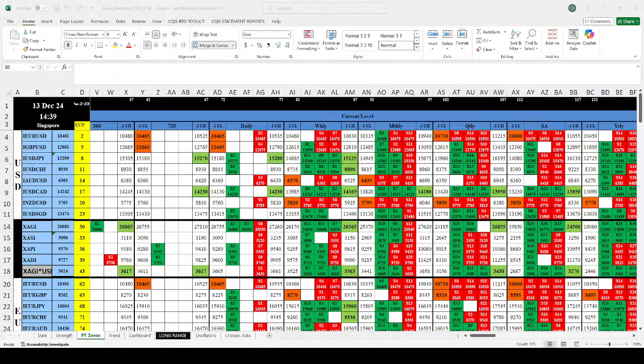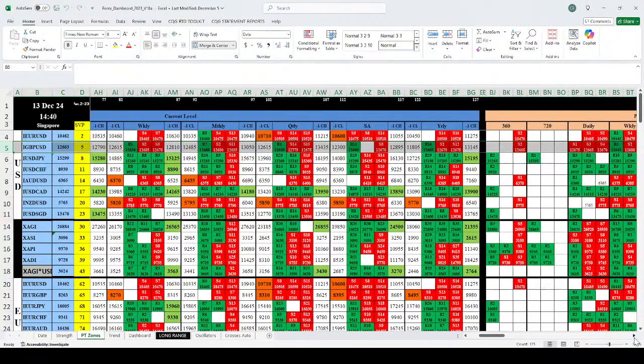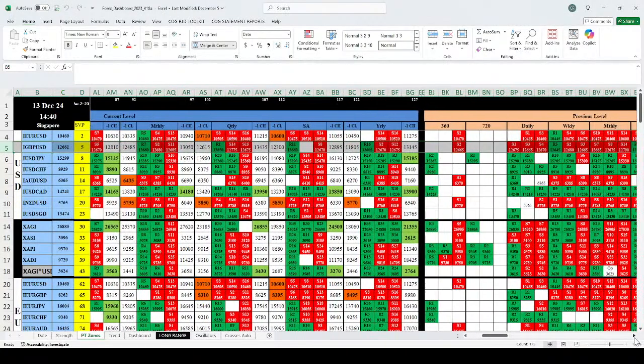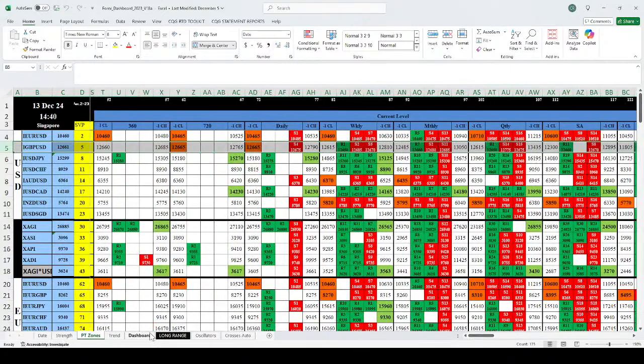Sorry, I'm getting a cough. Okay, so we feel that this market is still going to go lower, and we have the daily also pointing down. So I think we should be holding sell on this.